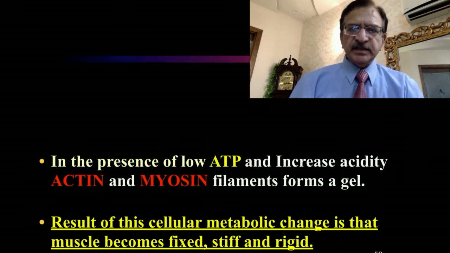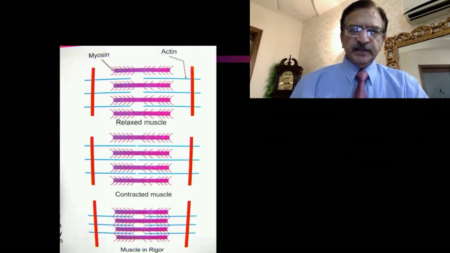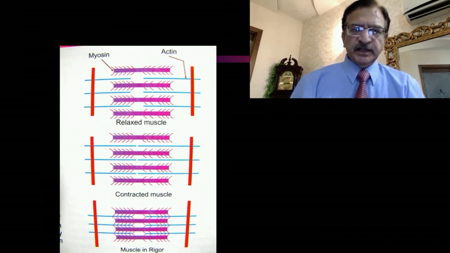During this process, there are certain other electrolytes, the calcium influx and the other electrolytes, that also play a role. But the major factor which is responsible for development of this rigor mortis is what we have discussed. So this is a diagram which is showing, on the top, the muscles which have been in a relaxed state. In the middle is the contracted muscle, and the lowermost is for the muscles in rigor, fibers which are in rigor.